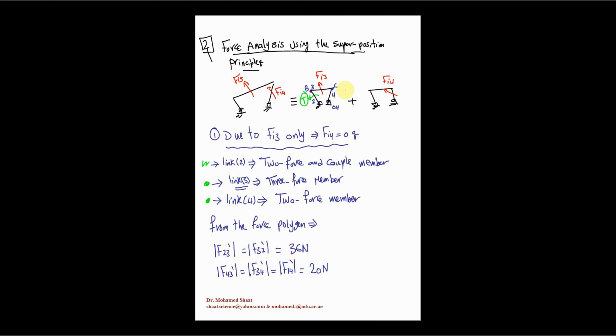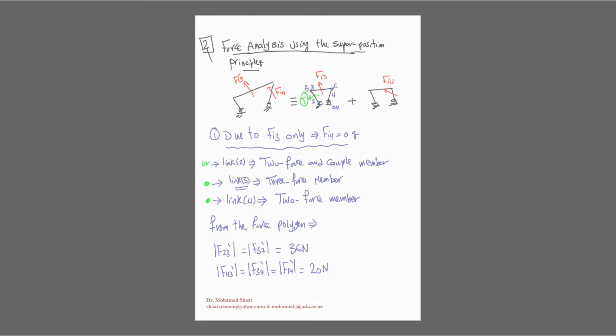So we finished the first part. We finished the first case. Now we're going to move to the second case. We're going to repeat the same procedure, but for this case, we're going to assume that Fi3 is 0, but Fi4, as we already calculated, is 30 Newton. Make sense? So now let us move to the second scenario, the second case.